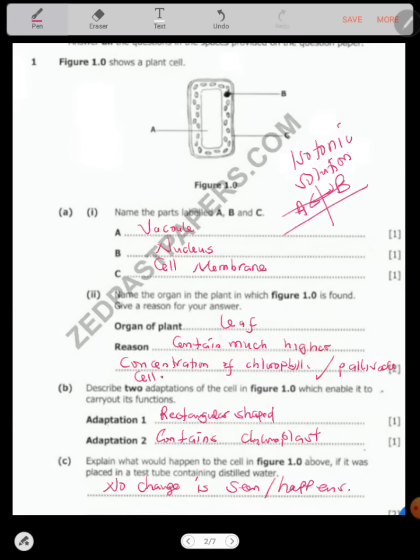So that's how you must go straight to the point whenever you're answering biology questions. Don't beat around the bush, just go straight to the point, because this is your life.